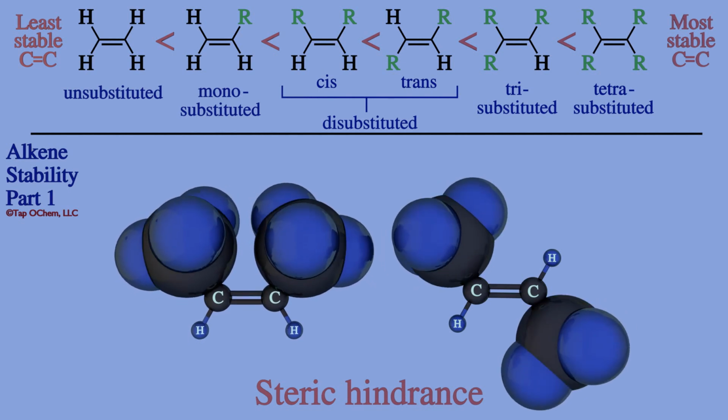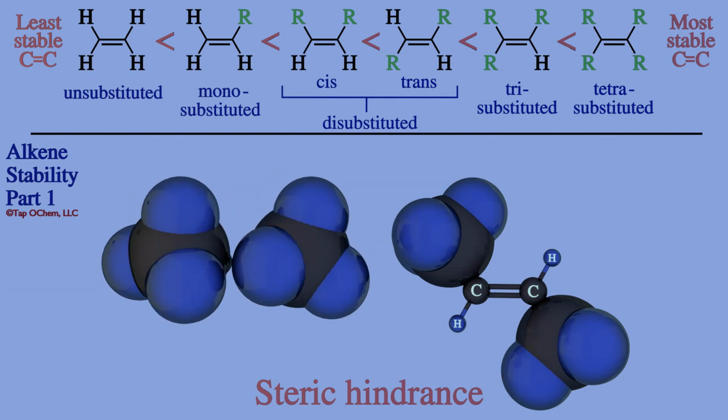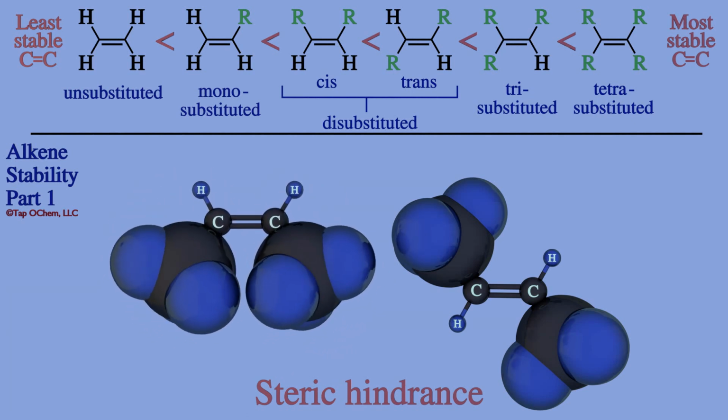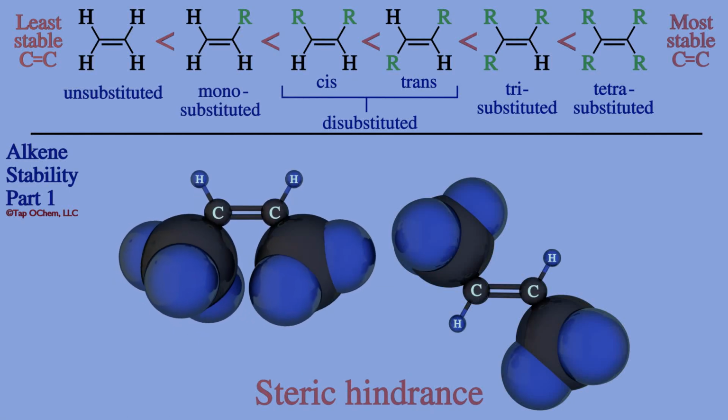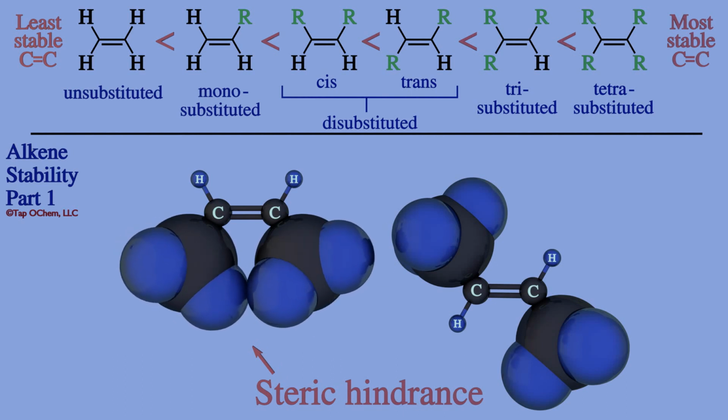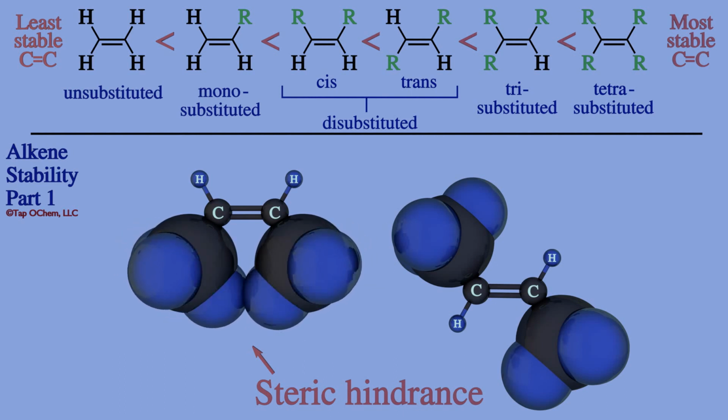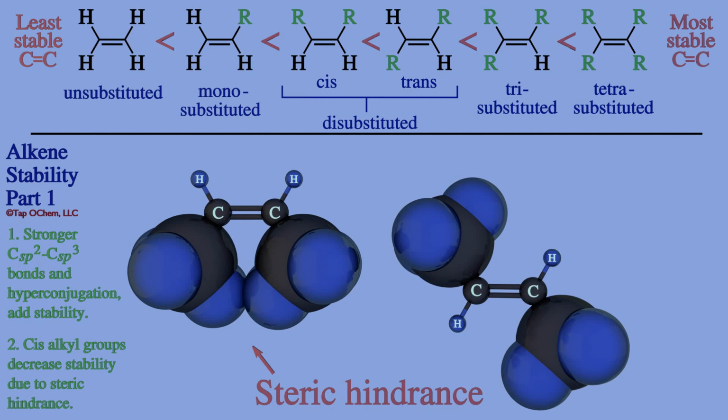We can see that the proximity of the two methyl groups' electron clouds produces an unfavorable non-bonding interaction in the cis compound. This steric hindrance between methyl groups causes cis-2-butene to be less stable than trans-2-butene. In summary, the more substituted the carbon-carbon double bond, the more stable the alkene. This is due to increasing the stronger carbon sp2 to carbon sp3 bonds and more hyperconjugation. For disubstituted alkenes, cis-alkenes are less stable than trans-alkenes due to steric hindrance between the cis-alkyl groups.